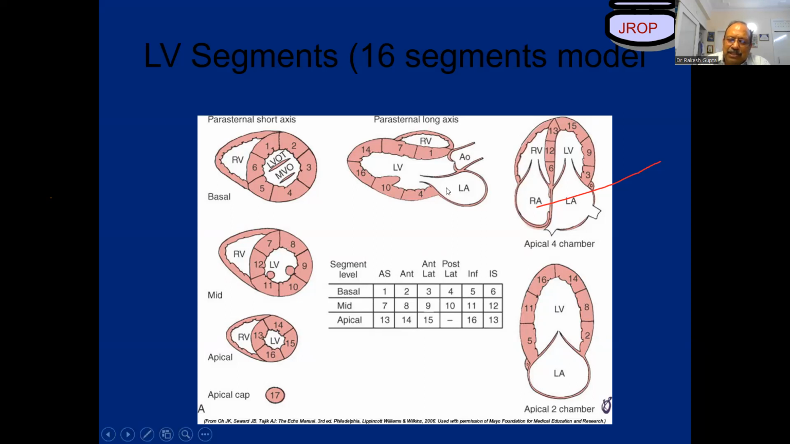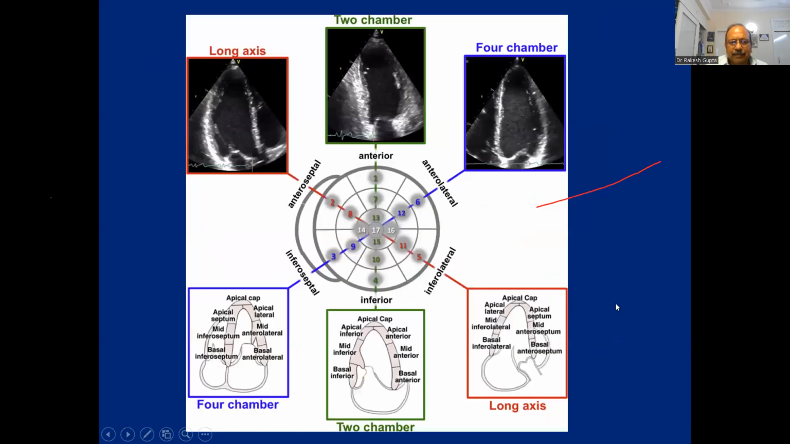And if you let this picture stand up, it is lying down, let the picture stand up. This is the basal anterior septum, this is basal mid anterior septum, this is basal posterior wall, this is mid posterior. So in gist, if you look at the 16 segment model, the mid and basal septum, mid and basal inferior wall are supplied by RCA. Mid and basal posterior wall, mid and basal lateral wall are supplied by circumflex, and all the rest of the segments are supplied by LAD.